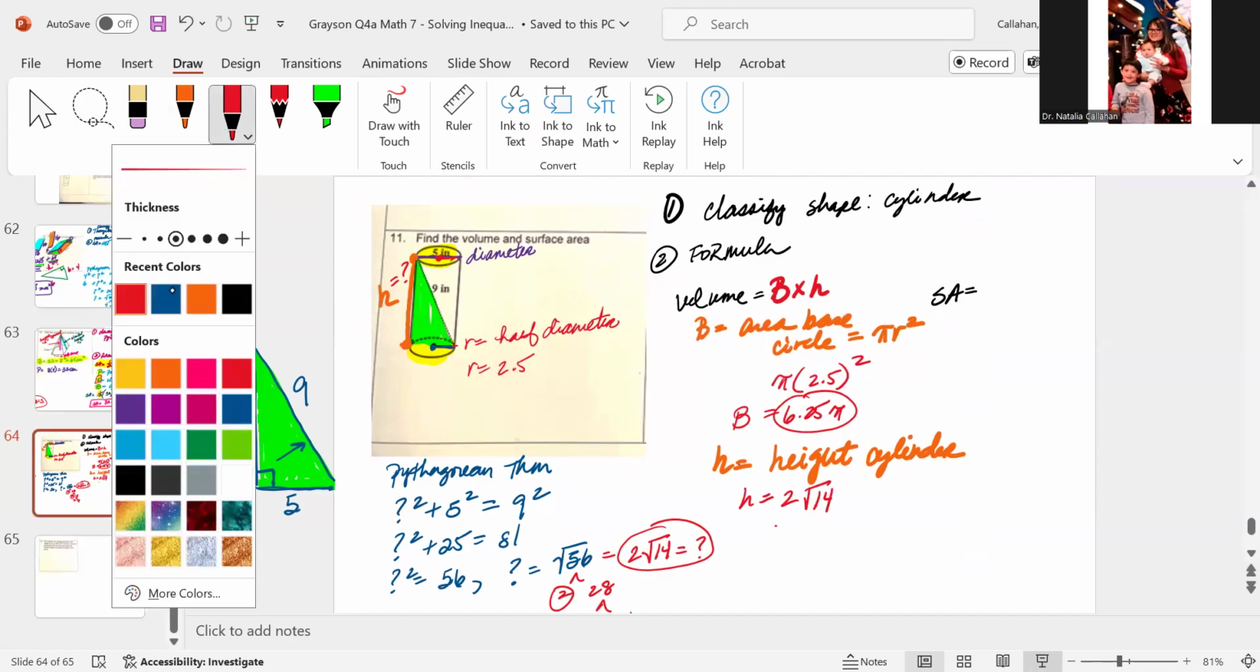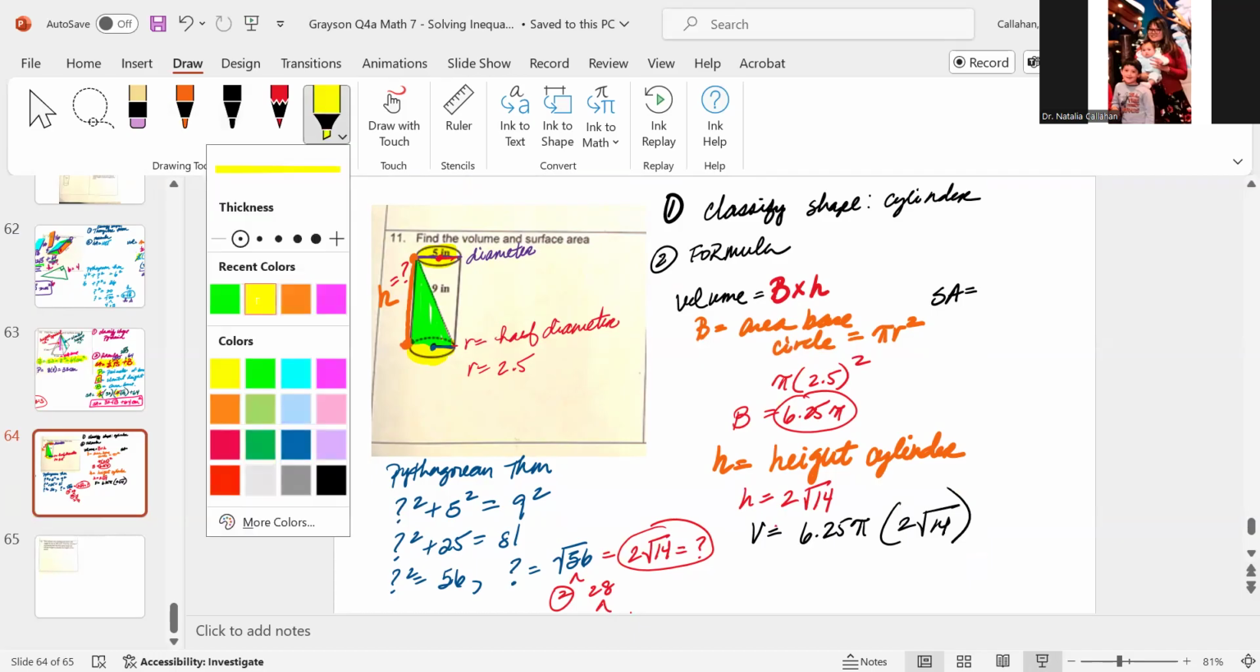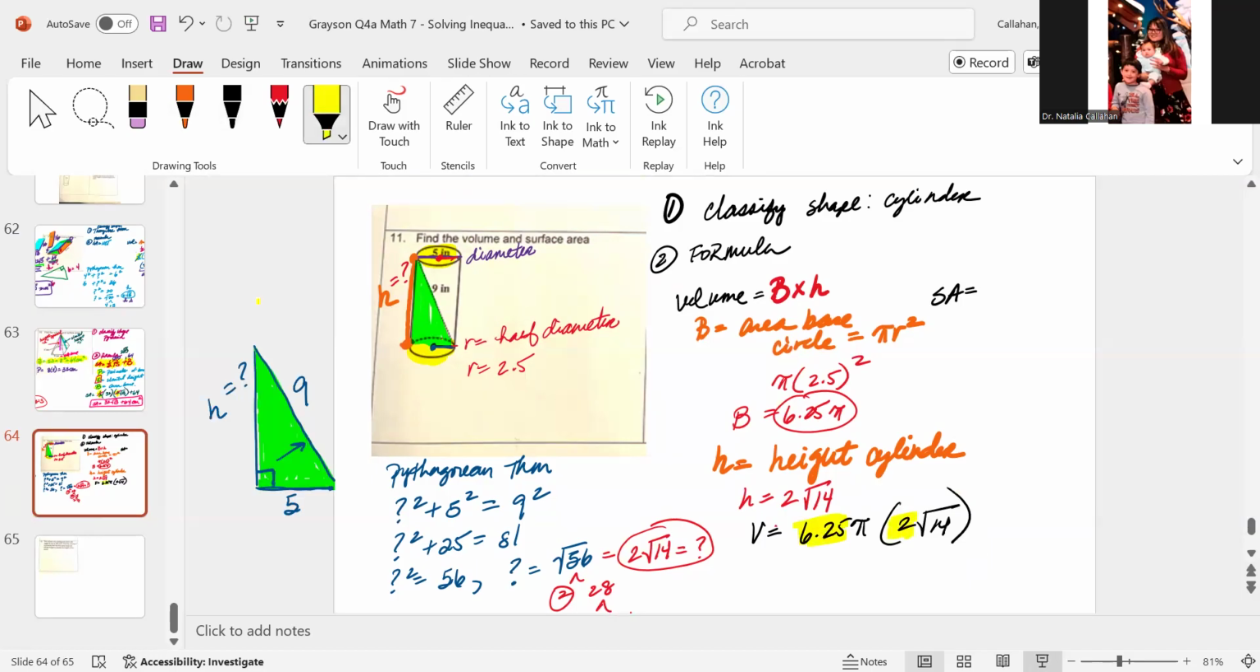So then we're going to go ahead and multiply that. You ready? So the volume is area of the base. So you said 6.25 pi times 2 square root 14, right? This gets a little bit convoluted because you technically could take the 6.25 times the 2. You see that? Which is then going to give you like 12.50 square root 14 pi inches cubed volume.